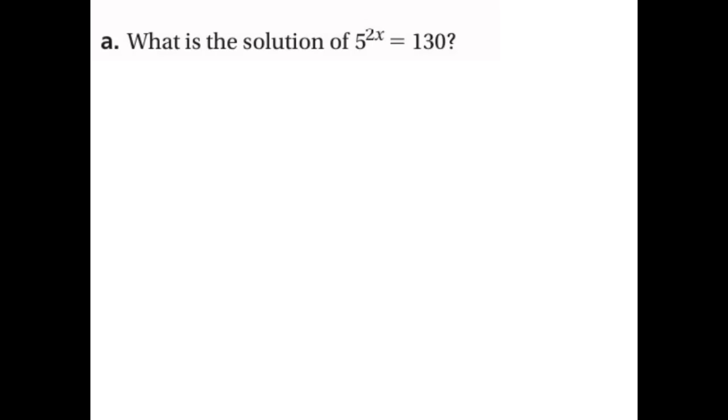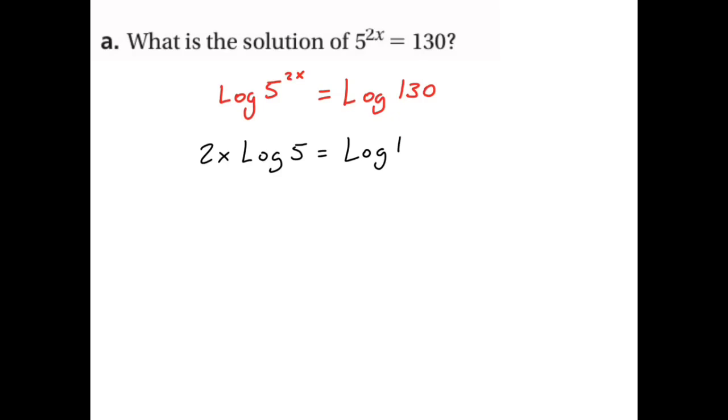Here it says, what is the solution to 5 to the 2x equals 130? Once again, we can't get them with the same base, so we'll use logs. So the log of 5 to the 2x power equals the log of 130. Go ahead and rewrite the left. So 2x times the log of 5 equals the log of 130.